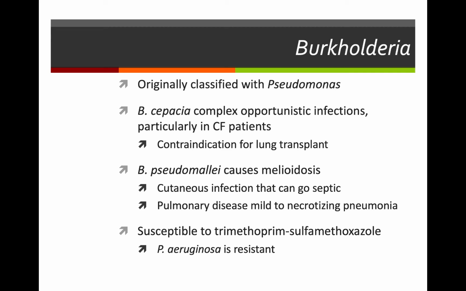The average lifespan of a patient with cystic fibrosis is into the early 20s. So to extend the life, you need the lung transplant. You need to not have a Burkholderia infection.